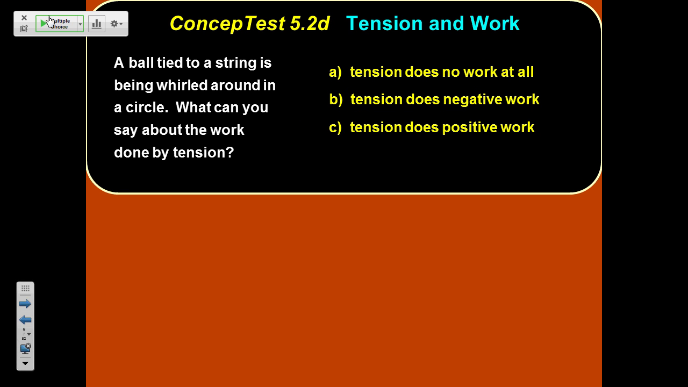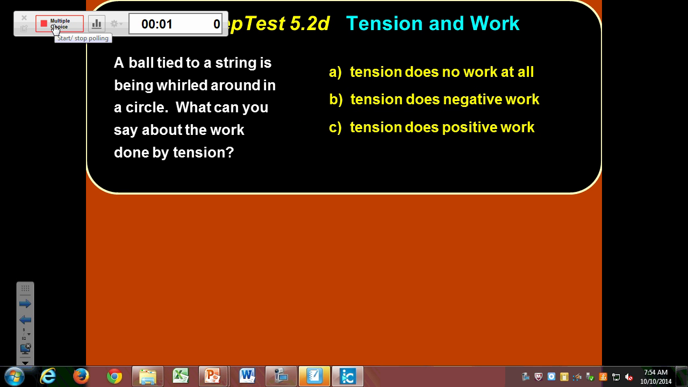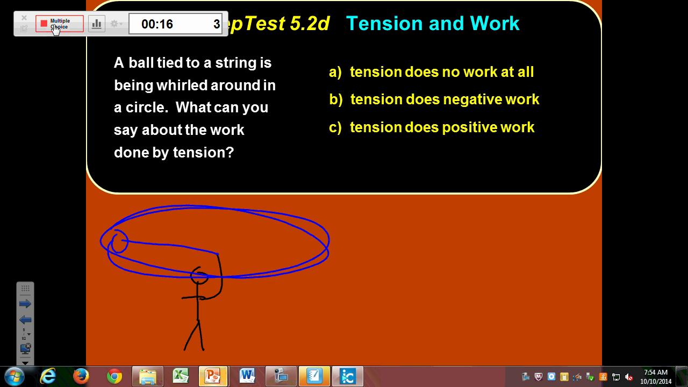The ball is tied to a string, being whirled around in a circle. So I'm doing like this, like a lasso. What is the work being done by tension there? So it looks like this. What's the work being done by tension? Where the tension is this force.